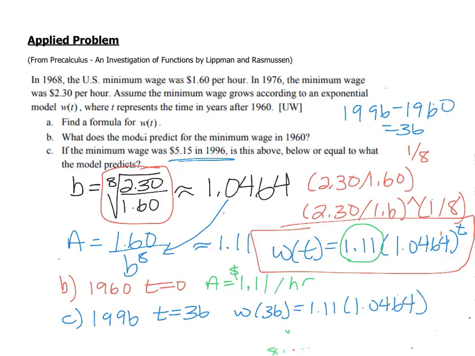1.0464 to the 36. It's important to not round too much in our value of B, because we've got this exponential growth, and if you only keep like 1.04 or 1.05, that error is relatively large, and since this is exponential growth, it's going to grow exponentially. So you want to keep quite a few digits here in that value of B.